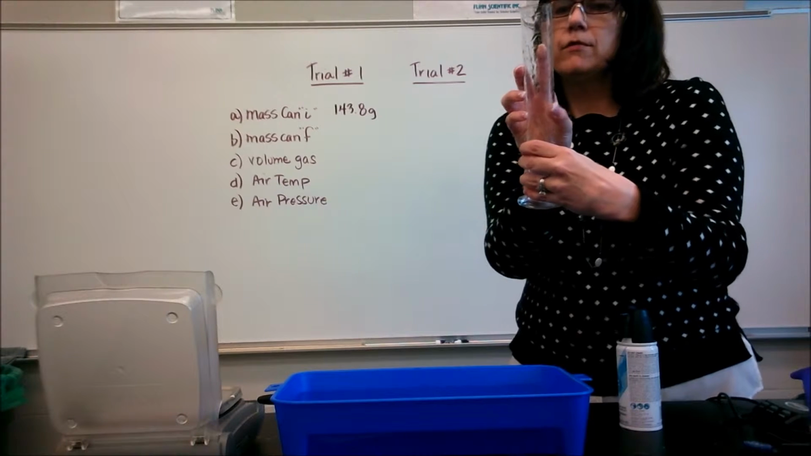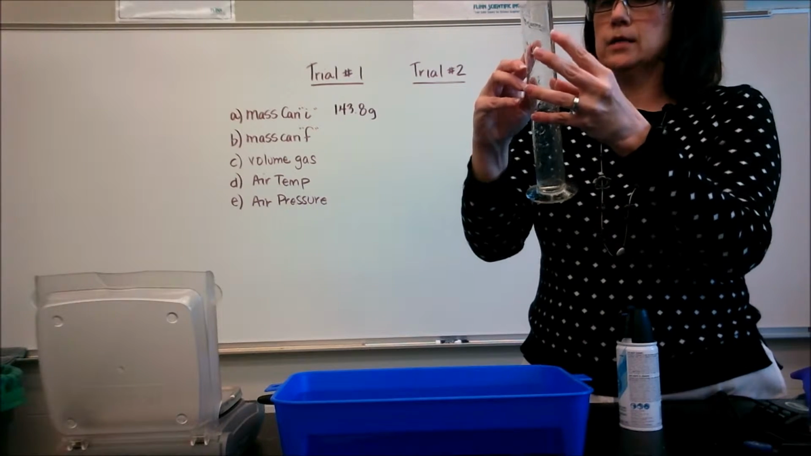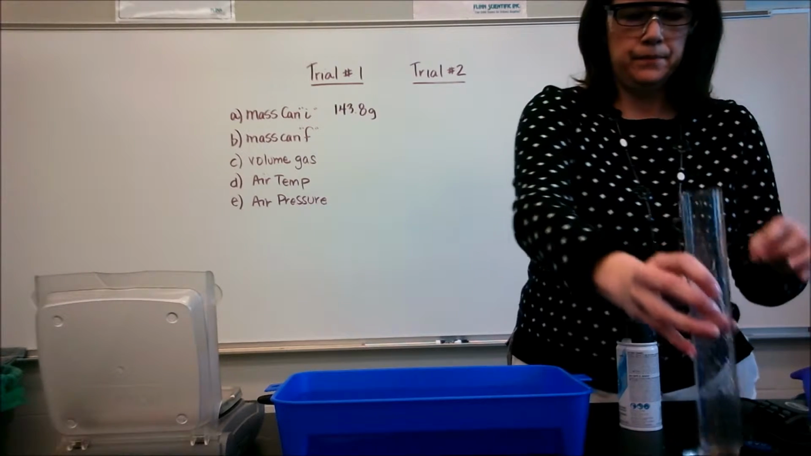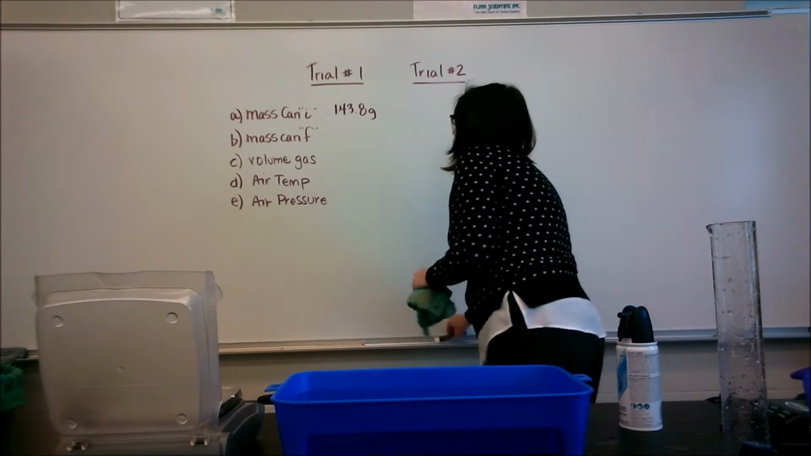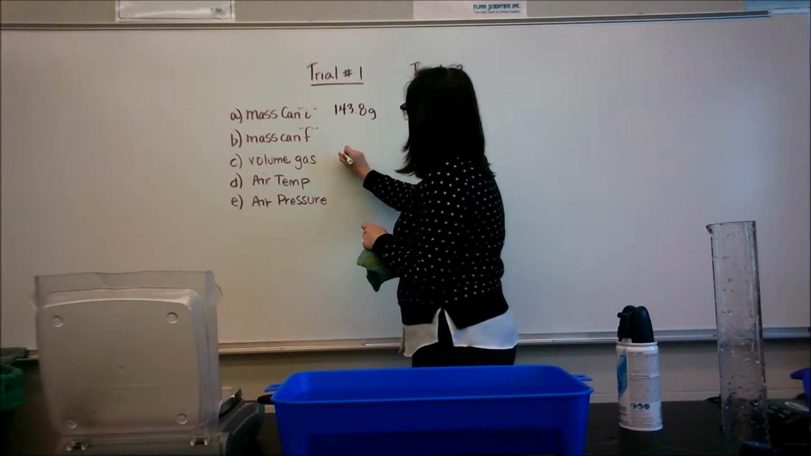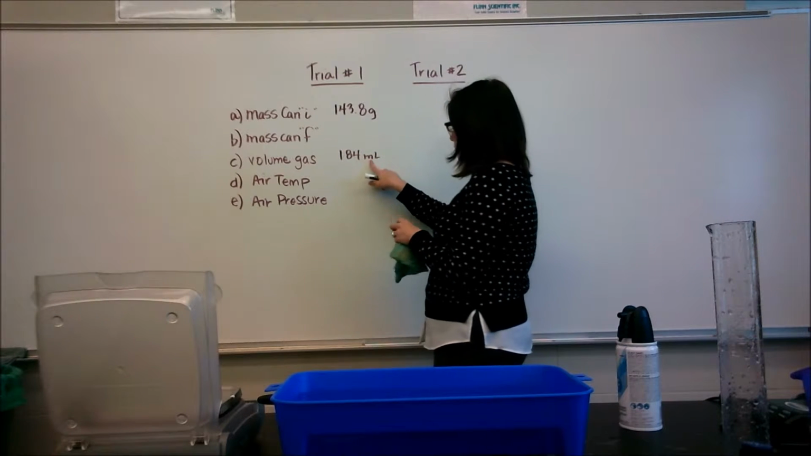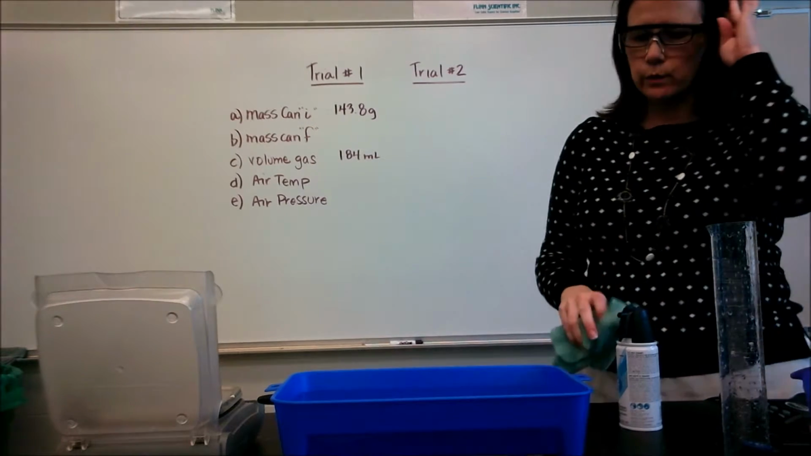Reading off the volume is right here. We've got about 184 milliliters. So our volume of gas that we captured is 184 milliliters. And be careful when you're doing post-lab, because if we're doing the ideal gas law, we want to make sure that's in liters so that it matches with our R.